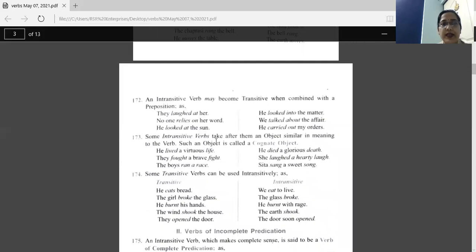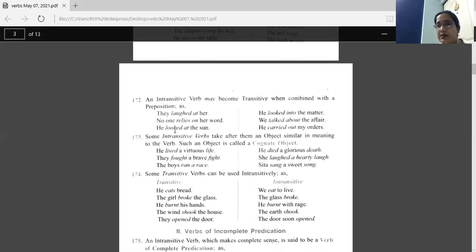Next point. An intransitive verb may become transitive when combined with a preposition. How? They laughed at her. We are using the preposition at and then her. So it has become transitive. It is acting as an object here. No one relies on her word. So we are using the preposition on and her word. So this is transitive now.